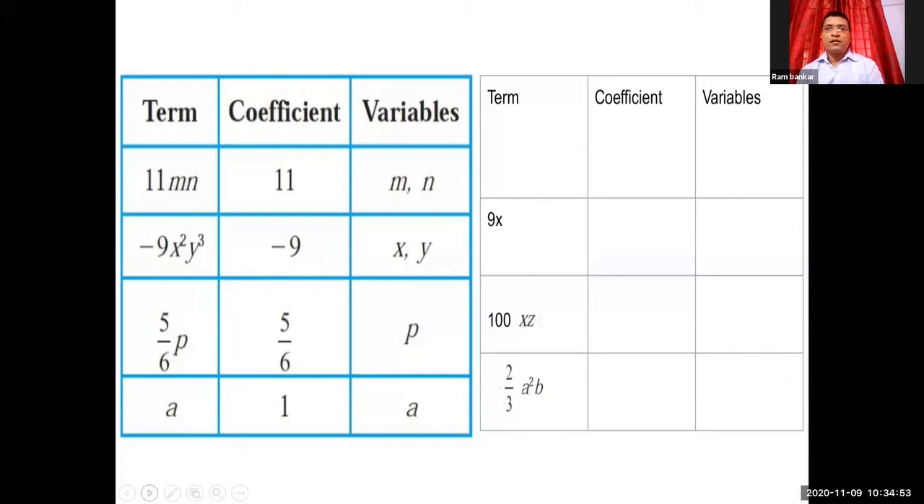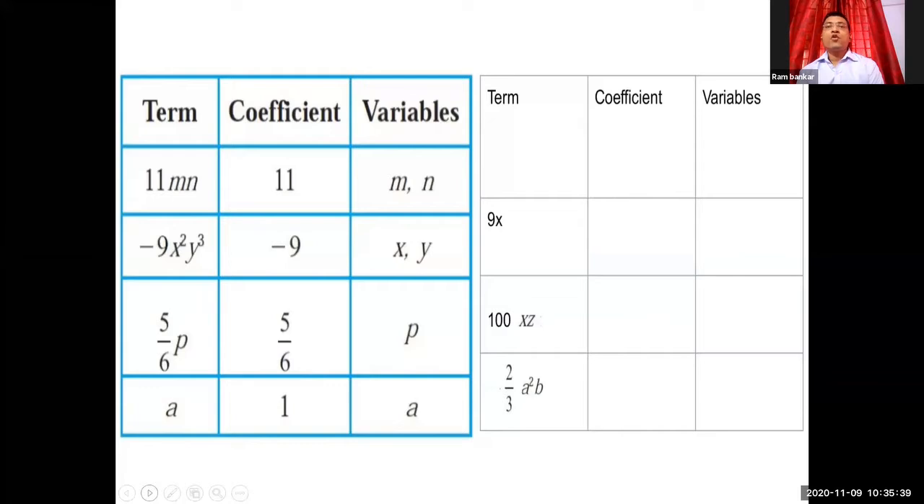In the third row, 5 upon 6 p. This is a rational number, a fraction. So 5 upon 6 is the coefficient, and variable is p. In the last term, you will notice only one alphabet is there, a. How many a's are there? One a is there. So no need to write one a. So coefficient of a is 1. Variable is a.